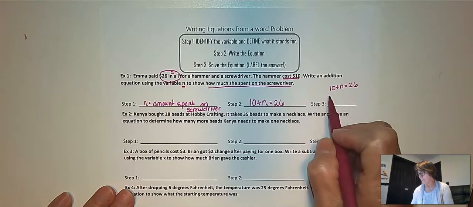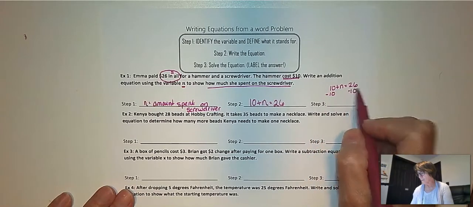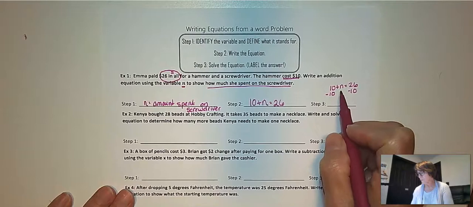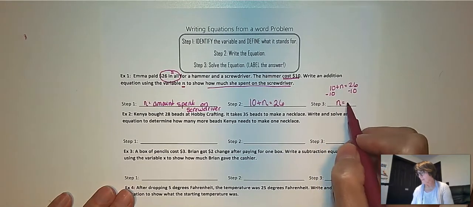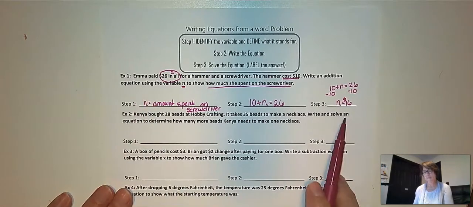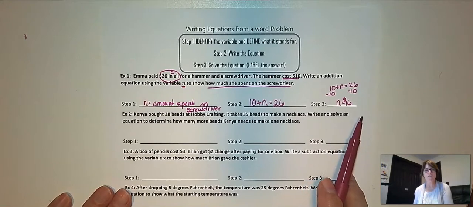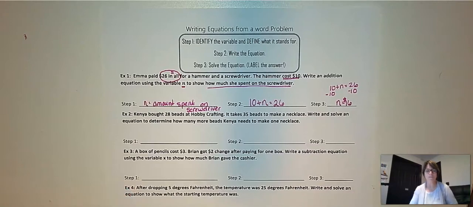We're going to do our opposite operation, subtracting 10 from both sides so that we can isolate that variable. We're going to pull down our n, and we see that 26 minus 10 is 16. And then we label that dollars, and we know now that Emma paid $16 for the screwdriver and $10 for the hammer for a total cost of $26.